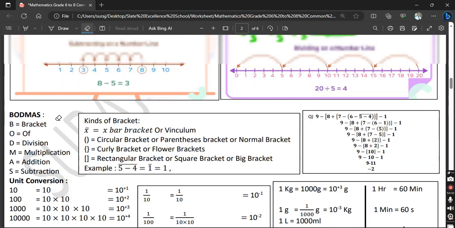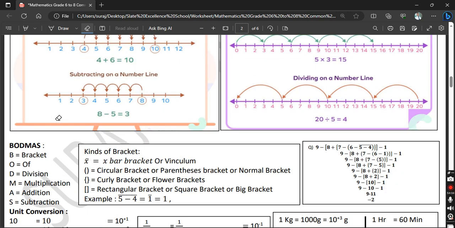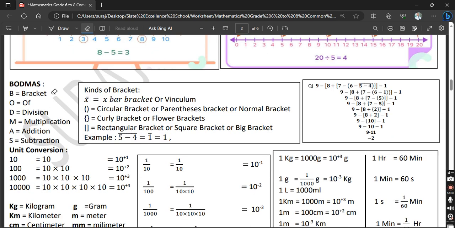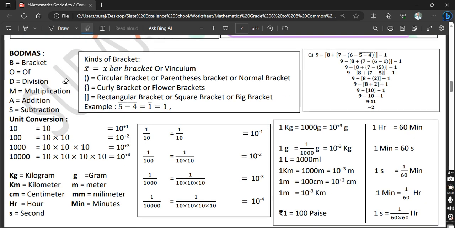Curriculum, it is there. As per your level, as I already told you, BODMAS is also a good thing. So BODMAS, it is written over there. B for bracket, O for of. Of is also a type of multiplication. D for division, M for multiplication, A for addition, S for subtraction.